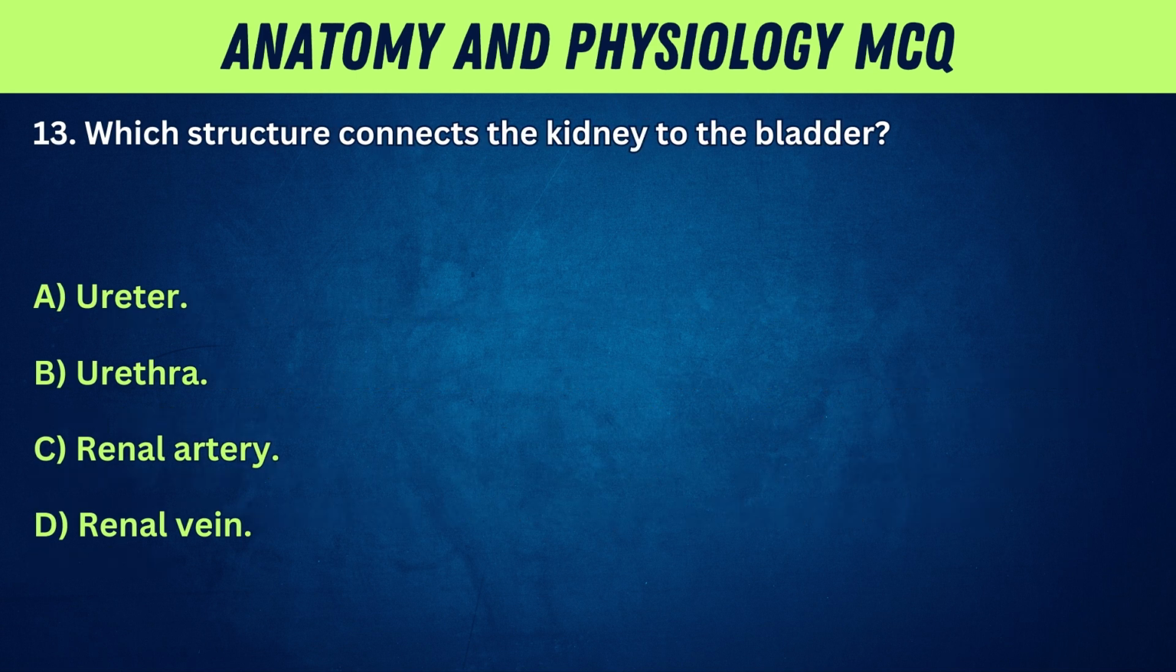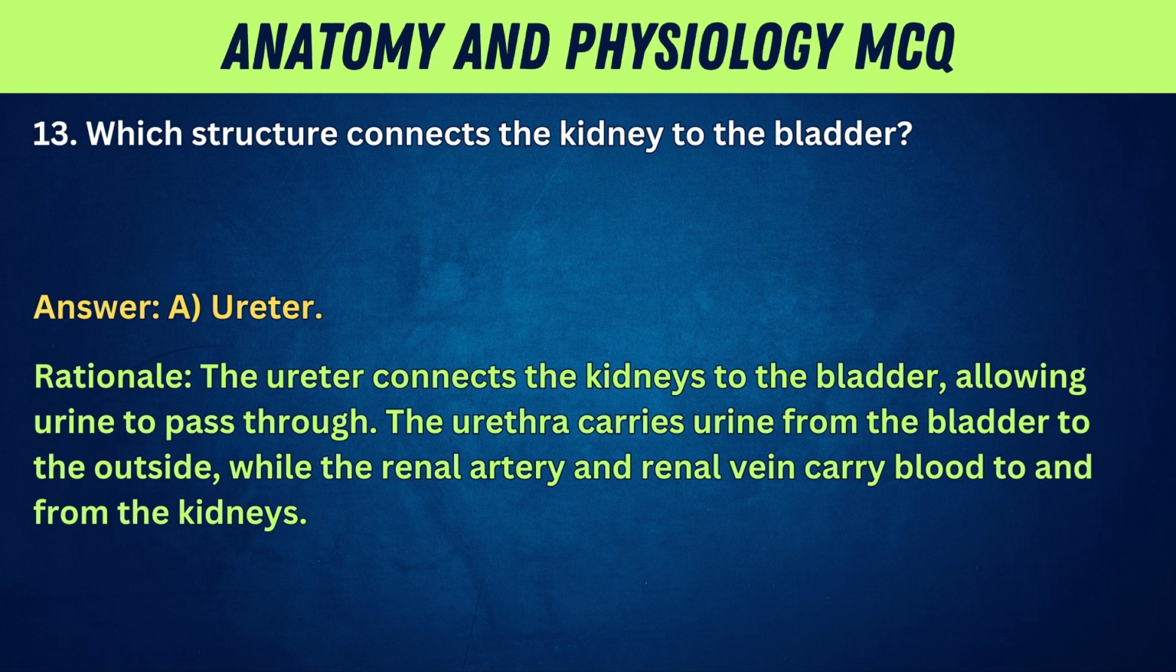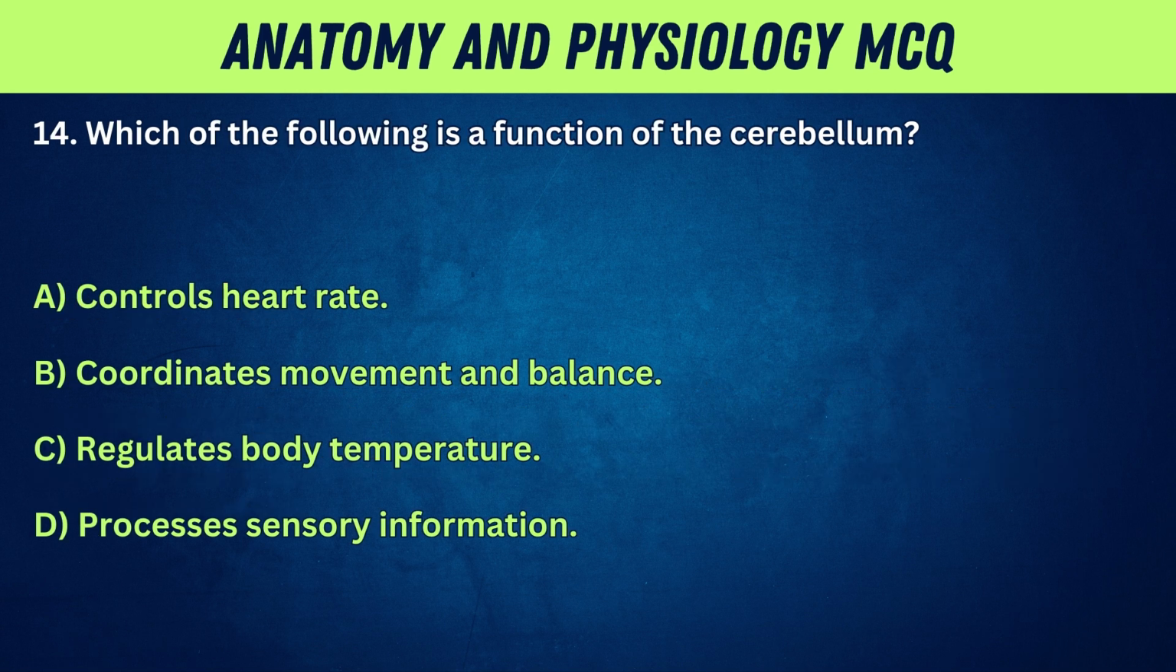13. Which structure connects the kidney to the bladder? A. Ureter. B. Urethra. C. Renal artery. D. Renal vein. Answer: A. Ureter. Rationale: the ureter connects the kidneys to the bladder, allowing urine to pass through. The urethra carries urine from the bladder to the outside, while the renal artery and renal vein carry blood to and from the kidneys.